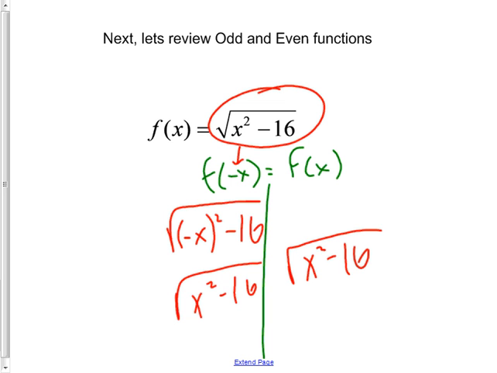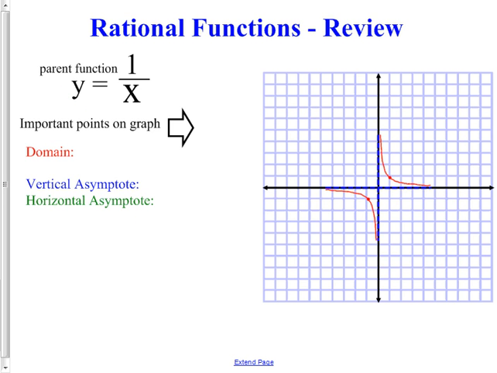Okay. Hard to know because I don't know what that graph looks like, but I do know now that it's got even symmetry. So I know that it's got symmetry going across the y-axis. Okay. Do I even need to test if it's odd then? If it's even, it can't be odd. All right. Let's do this one.